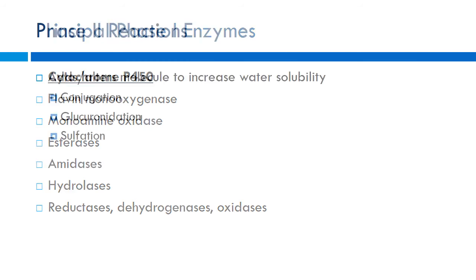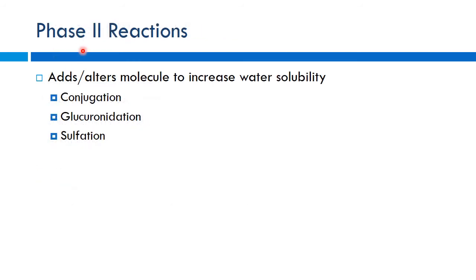Okay. All right. Phase 2 reactions typically either add or alter a molecule to also increase that water solubility. So usually you're adding on some sort of functional group onto the molecule that makes it more water soluble. So you can see things like conjugation, glucuronidation, sulfation, so either adding on a sulfate group, glucuronide group, something like that, in order to make it more water soluble and get it ready for elimination.